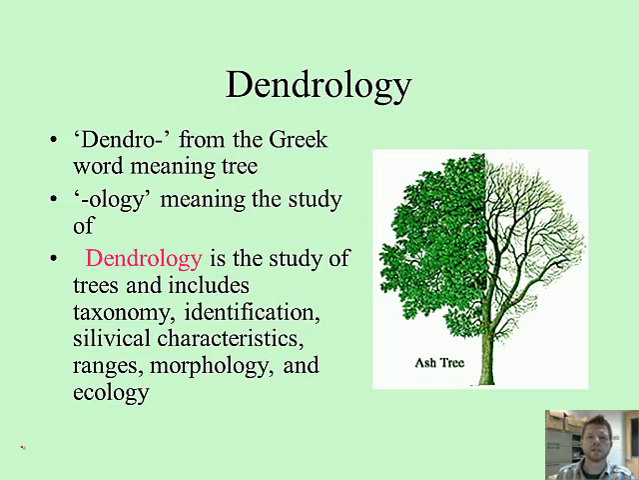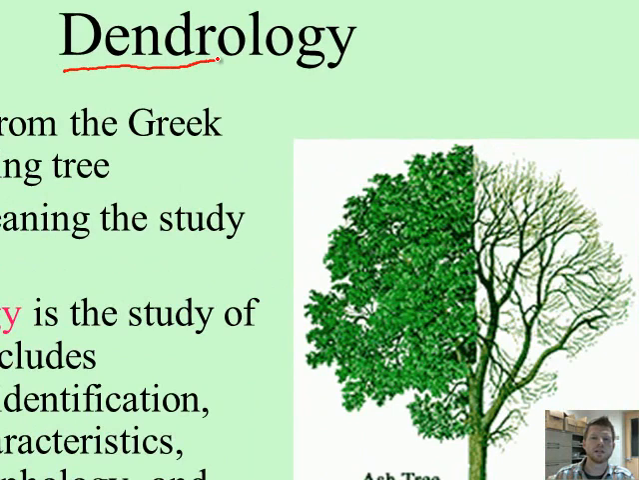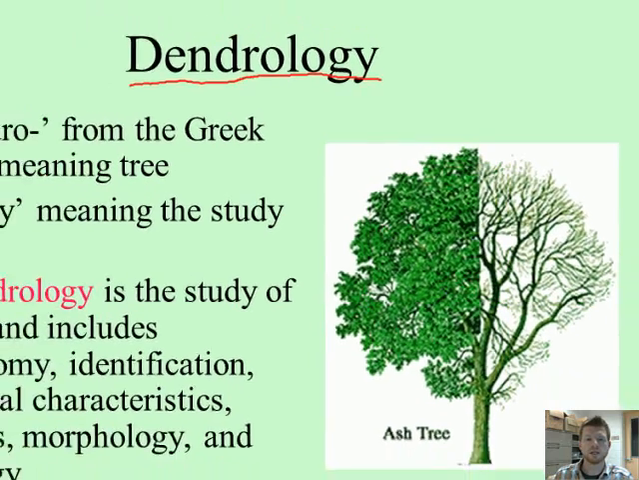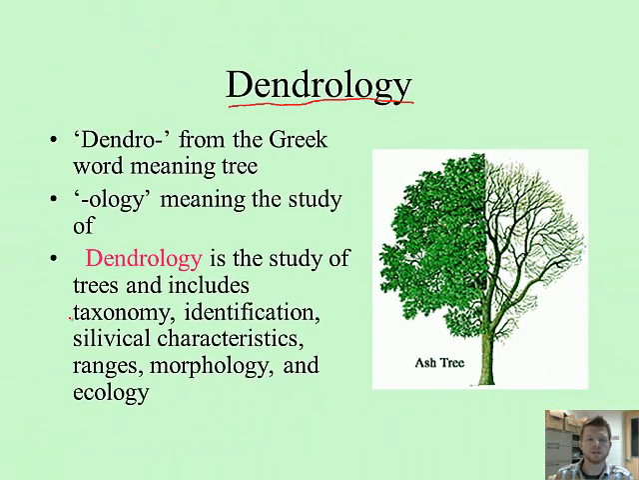Quick term here is dendrology. Now, dendrology is simply the study of trees. It's just a scientific word to describe any study of trees, including, as you can see here, taxonomy, identification, silvical characteristics, ranges, morphology, ecology. Anything we want to know about trees can fall under this category of dendrology.